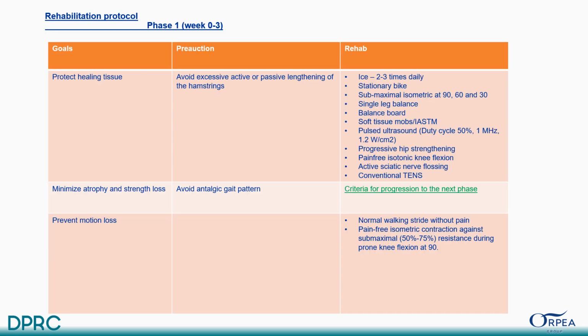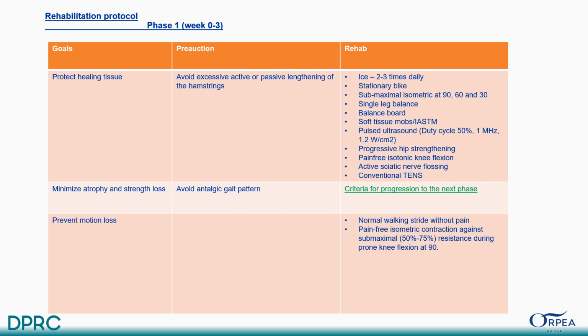Let's look at the rehab protocol for hamstring muscle strain in different phases. Phase 1, week 0 to 3: your main aim and goal is to protect the healing tissue, minimize atrophy and strength loss, and prevent motion loss. Your precautions include avoiding excessive active or passive lengthening of the hamstring and avoiding an antalgic gait pattern.